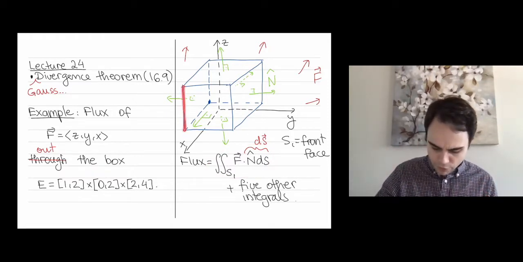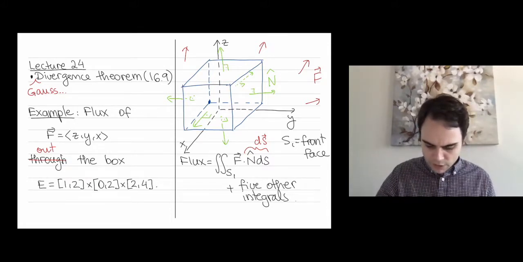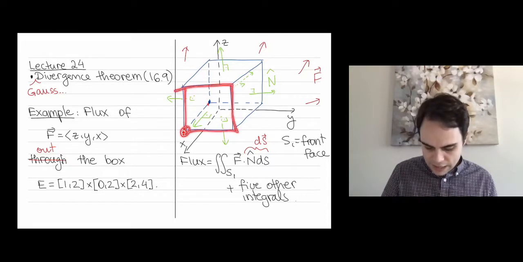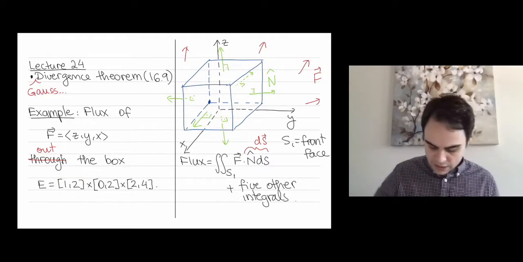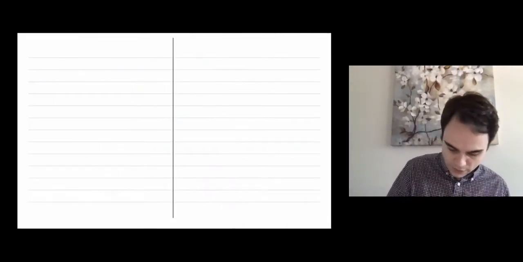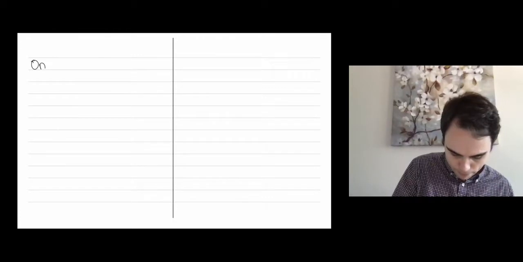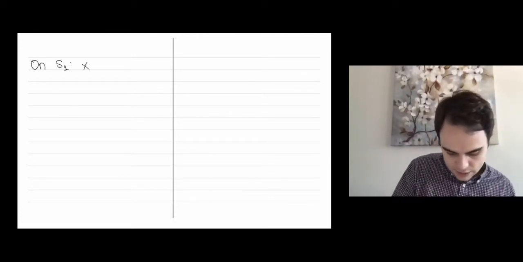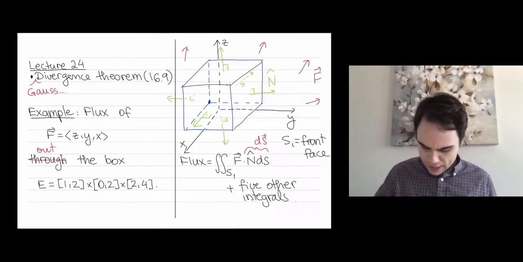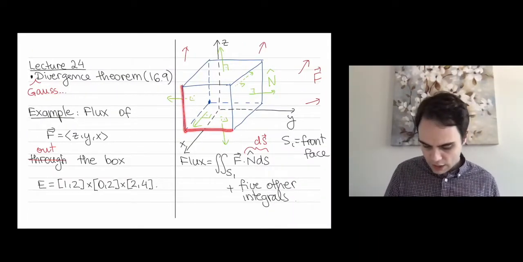So here we're talking about the front face. Let's understand the front face. So what are we talking about? The front face is characterized by the fact that on this face, X, which increases this way, is the largest possible. So on the front face, X is 2. So let me just write this down. So on S1, which is the front face, X is 2. And then you get a square.